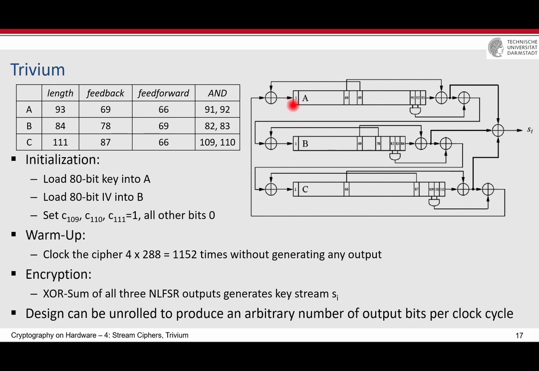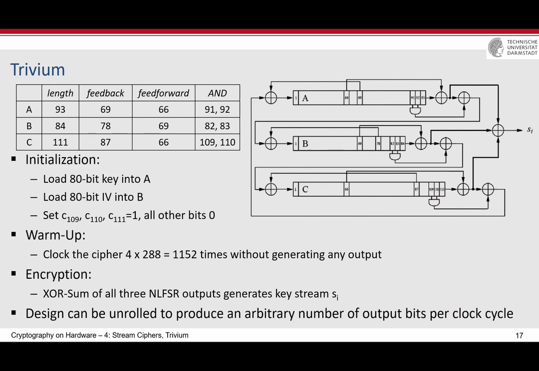This means that in A, from 1 to 80, you fill it with the key. In B, from 1 to 80, you fill it with the IV, the rest with 0. And for C, we fill everything with 0 except these last three bits, 109, 110, and 111, all of which we fill with 1.